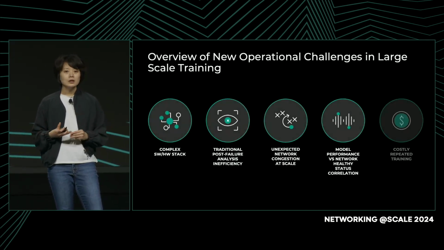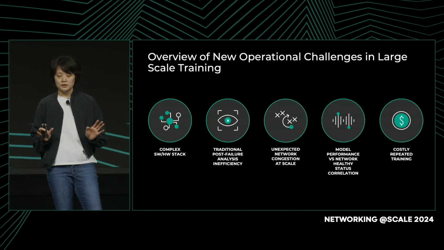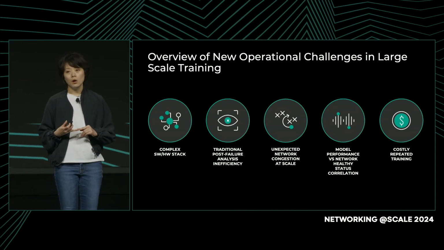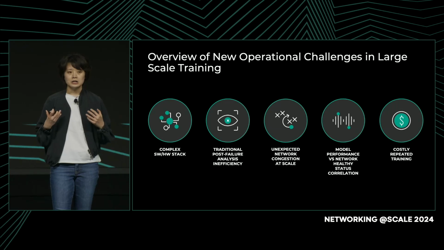In a nutshell, we have identified a number of new operational challenges when bringing up large-scale training at Meta. I will not go into much detail on each of them, but overall, it's not only because of the increased scale of the system and the network, but also because we are involving more software components in our training stack. It increases the complexity significantly for our engineers to understand the correlation between the stack and what happens.